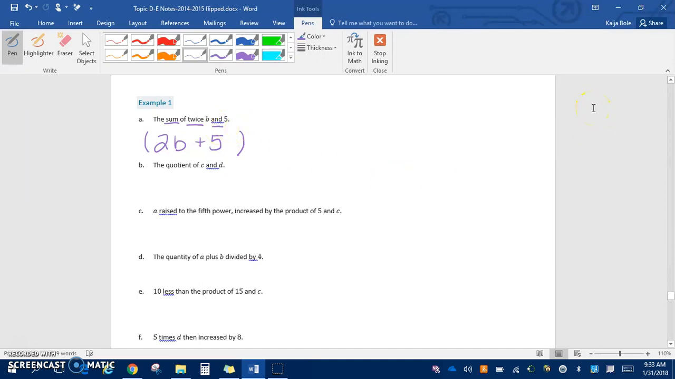B, we have the quotient of C and D, so our keyword is quotient, and that means we would just do C over D.